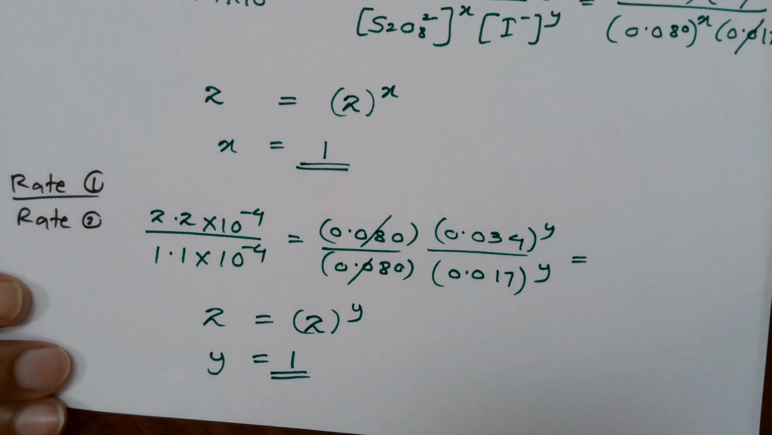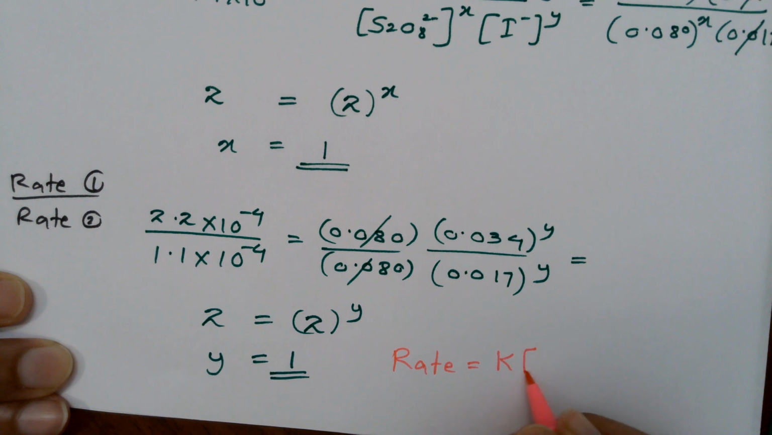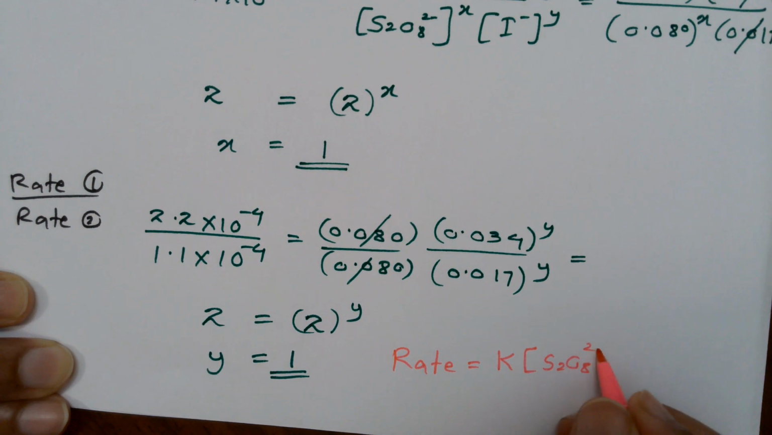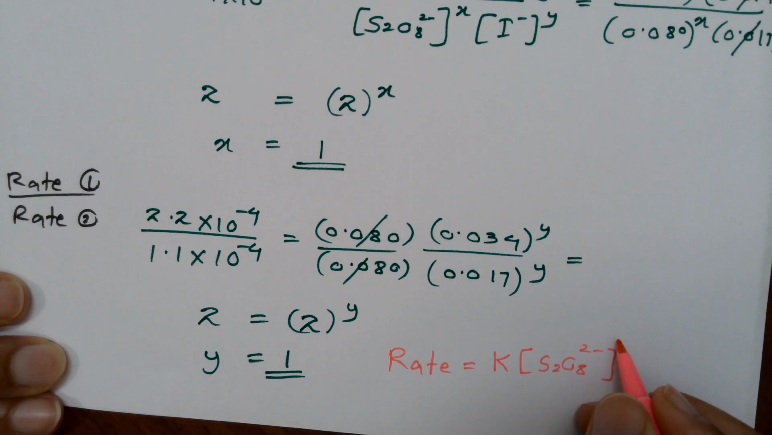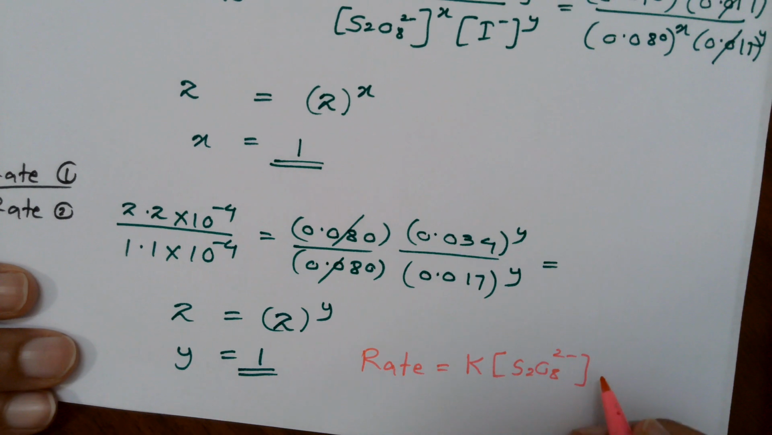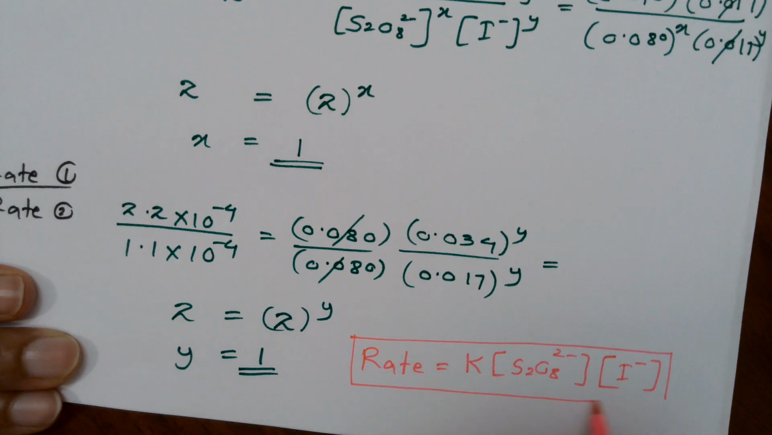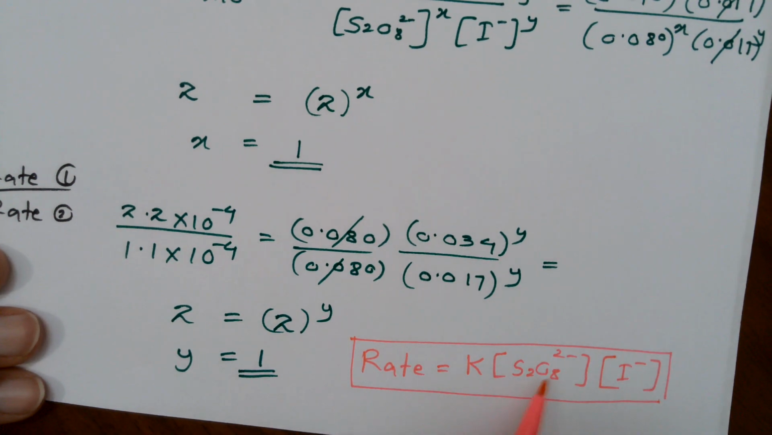Now our rate expression, we can write: rate is equal to rate constant times the S2O8 2 minus ion concentration. Its order is 1. We normally ignore writing 1, so it indicates 1 here, times the I minus concentration. The exponent y is 1. So this is the complete rate law for this chemical reaction. It is first order in terms of S2O8 2 minus, and first order in terms of I minus.